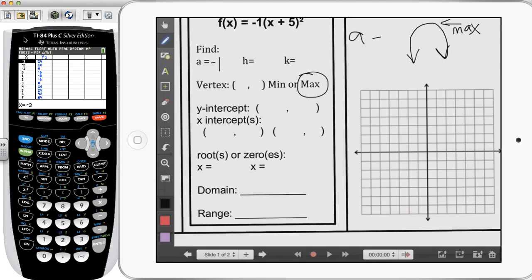Now what is my H? My H is going to be the number that's inside the parentheses. You always take the opposite. And the k is going to be the number on the outside. Since I don't have a number on the outside, then the k is going to be 0. So my vertex is negative 5, 0. So that's the negative 5, 0. Remember, you can always graph it to double check.